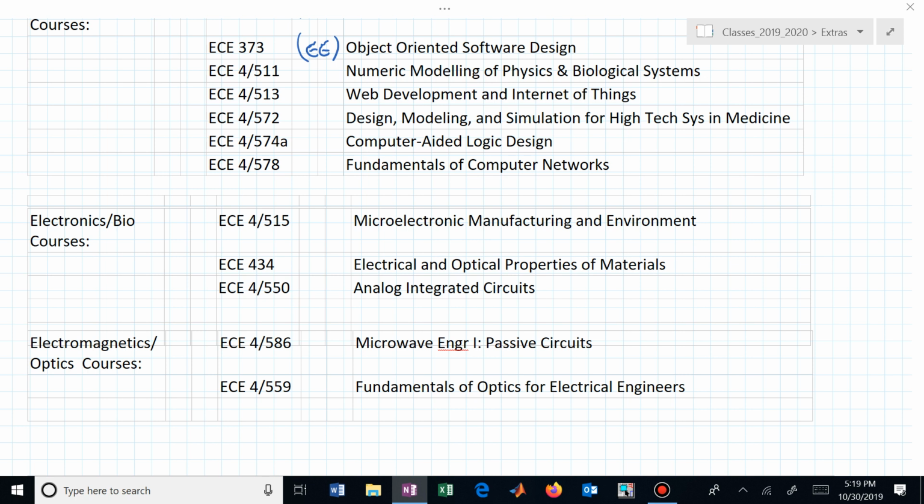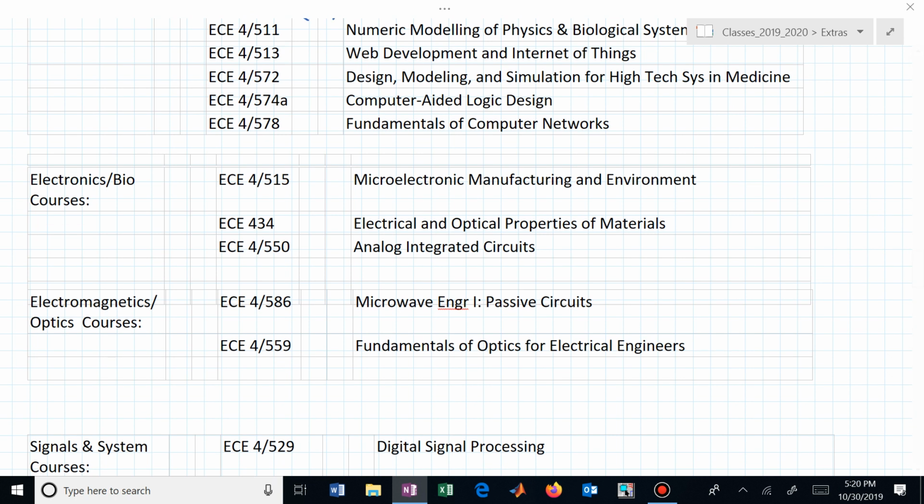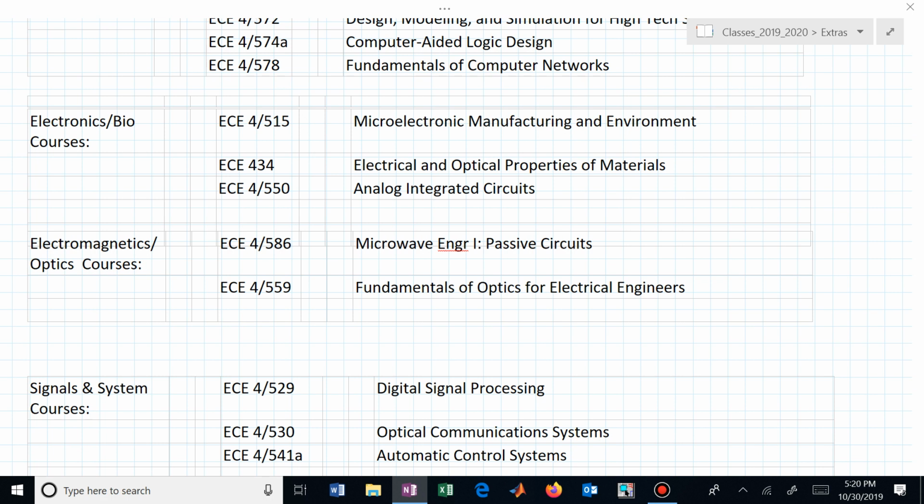4.74a, digital or computer-aided logic design. That's a follow-on to 2.74, but it's obviously the next level or the next stage in that development. If you want to understand how computers are networked together, that's 4.78, 5.78. How do you create a network of computers and make it effective? In the electronics bio area, there's the microelectronic manufacturing and environment. How do you build these devices? What needs to be considered? And now, obviously, we have to worry about everything being clean or green. How do you make that happen?